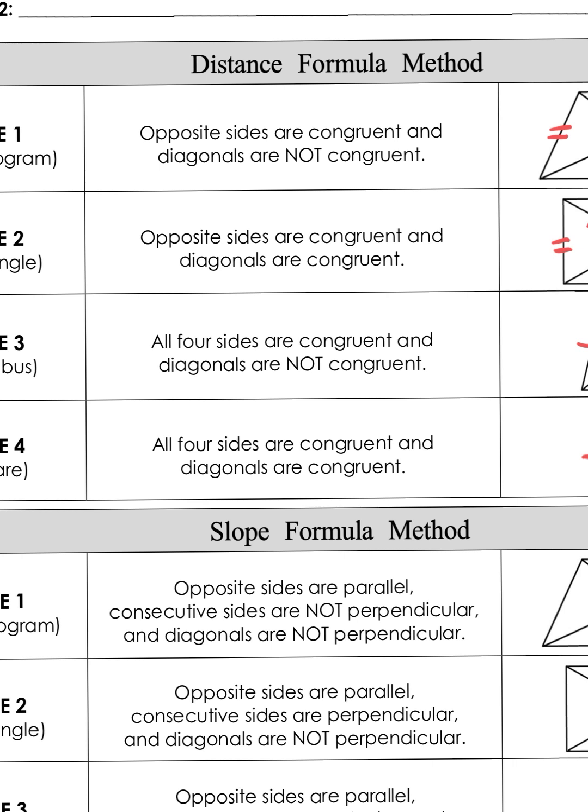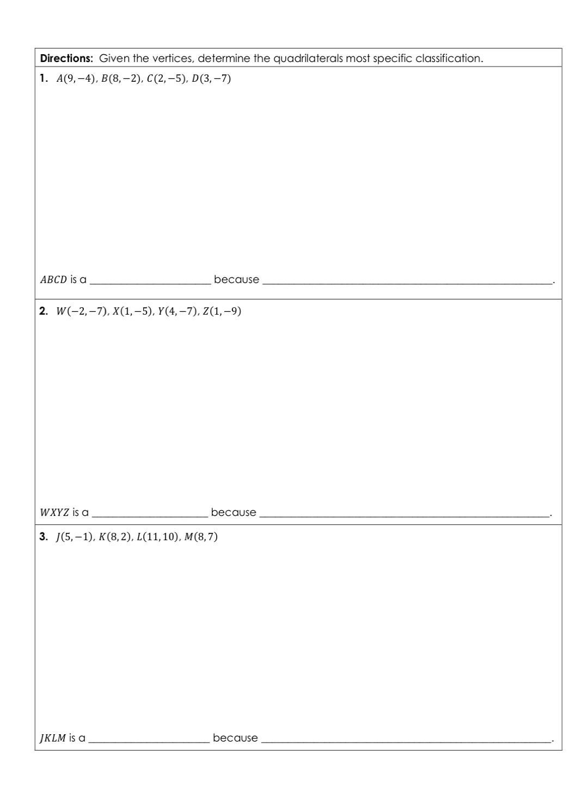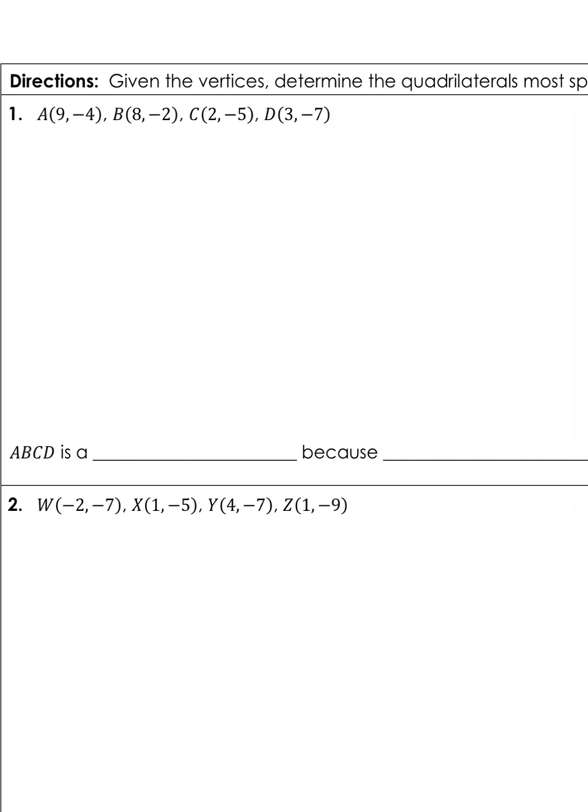So let me show you an example of the distance formula on our step sheet. Not all four sides are equal, opposite sides are equal, and the diagonals are congruent. So what kind of shape is this? So this is number one. It's on the back of your notes. Turn your notes over.